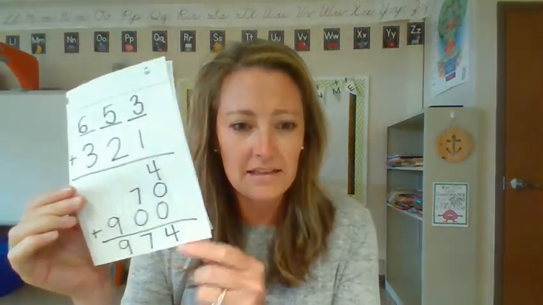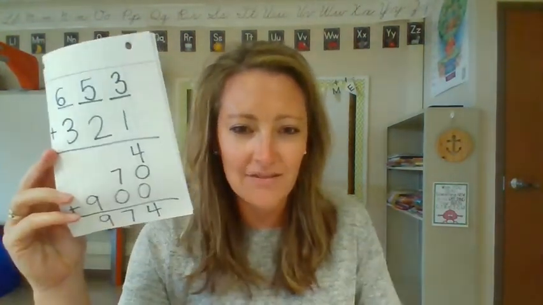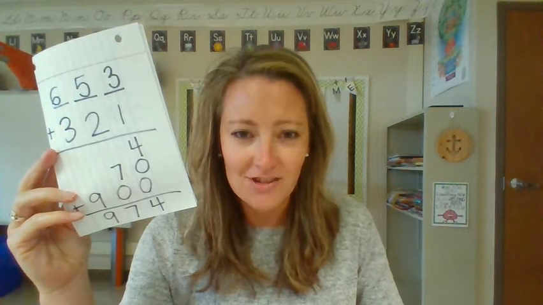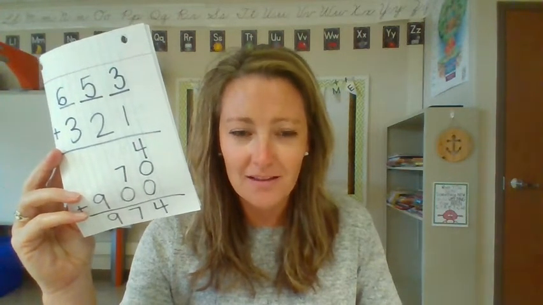All right, so now you should have all 3 place values filled up. Go ahead and do your addition problem. Ooh, I got a really big sum this time. All right, let's compare who got the bigger sum. My sum was 974. Did you get a bigger sum or a smaller sum?